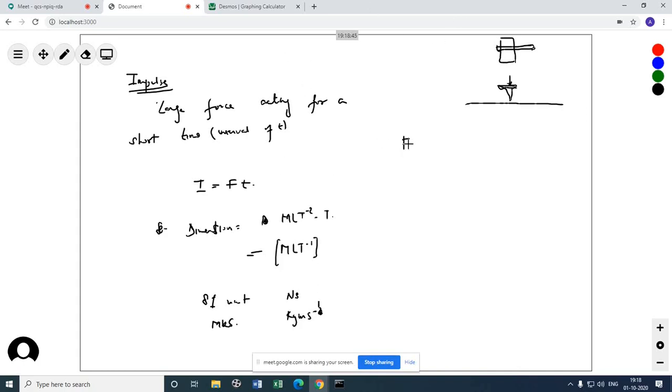Some examples of impulse if I give you. We all play cricket, right? Yes. If someone hits a 6, can he hit a 6 with a cricket bat which is very light? No, sir. And secondly, he hits the ball from, let's say, a very low speed ball, so we say a very low spin. Hitting a 6 from a spin, is it easy or difficult?